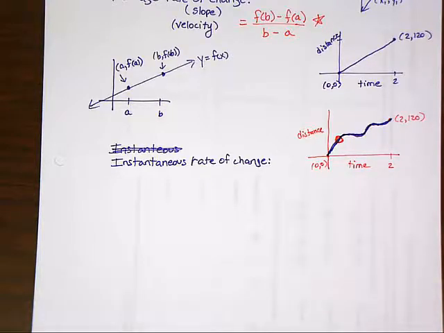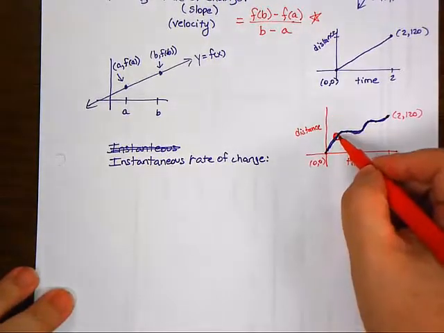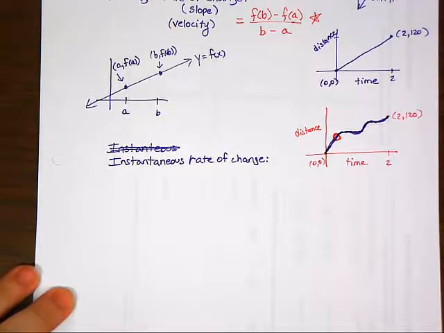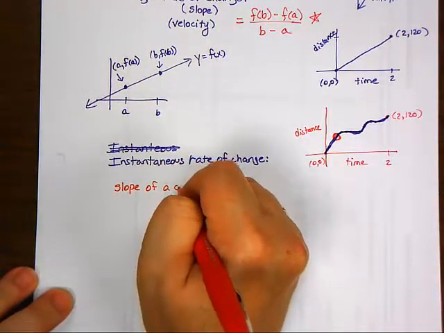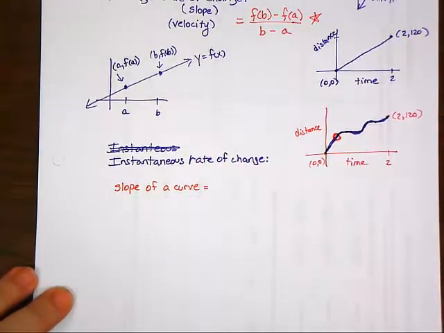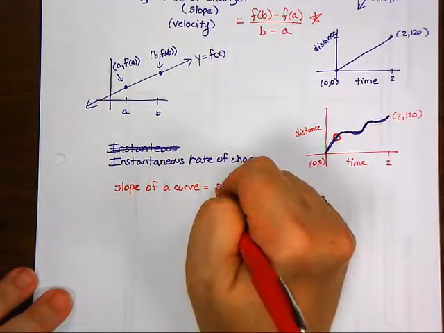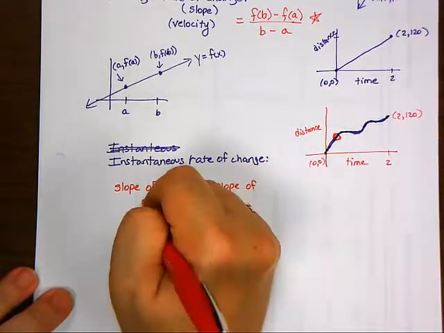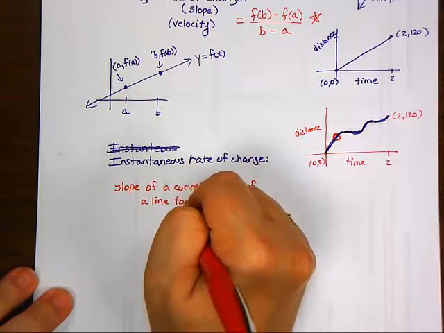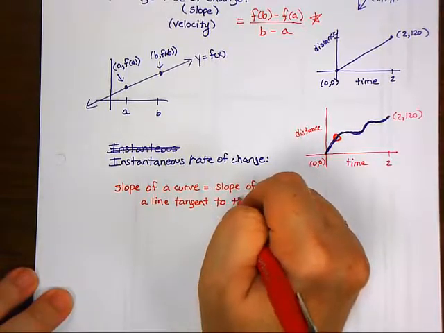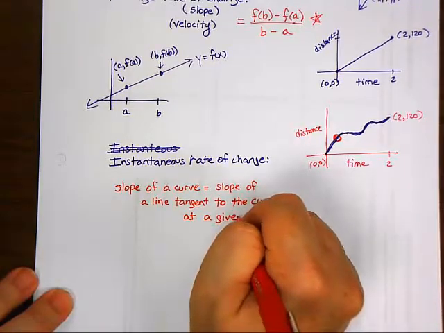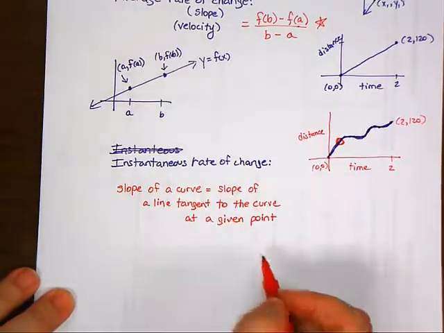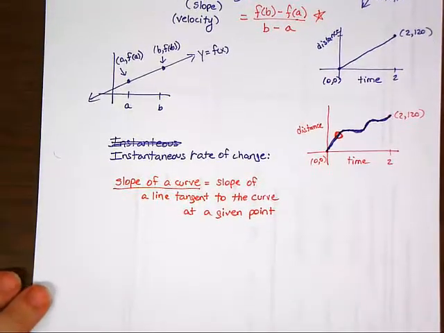Okay? So if I wanted to find the slope right there, I'm at a little bit of a problem because I only have 1 point and I need 2 points. Now, let me say this right here as well. The slope of a curve is equal to, just write this down and then I'll explain it, the slope of a line tangent to the curve at a given point. Very important concept you need to understand.